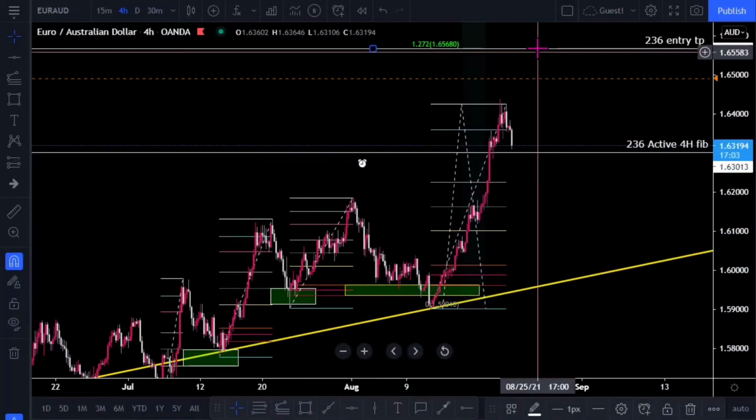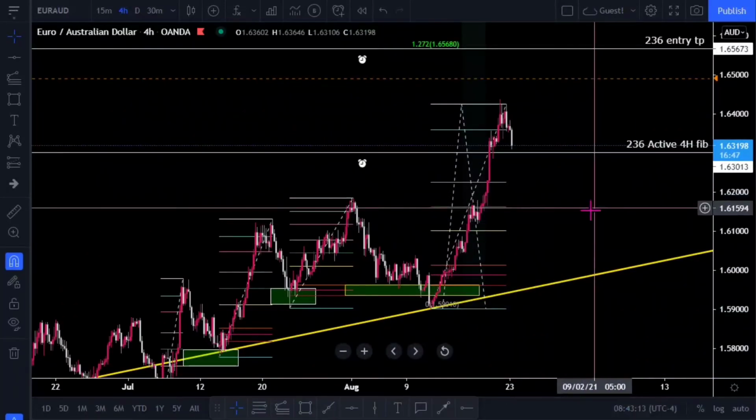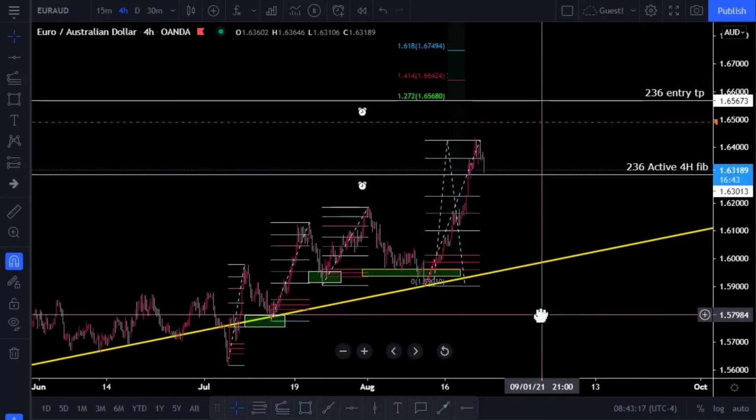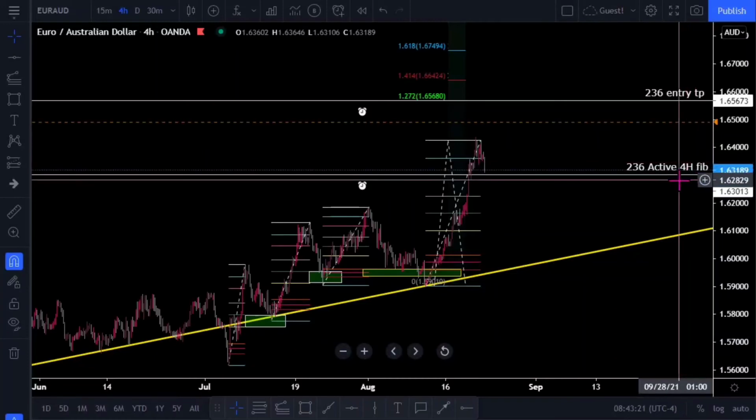Okay, same thing, right click it again, set an alert, and I just want this once. I always change the date because your setups don't have to start or stop within the day that you actually do the markup. So let's go ahead and do that. But this is what I would be looking at if price decides to retrace this far.